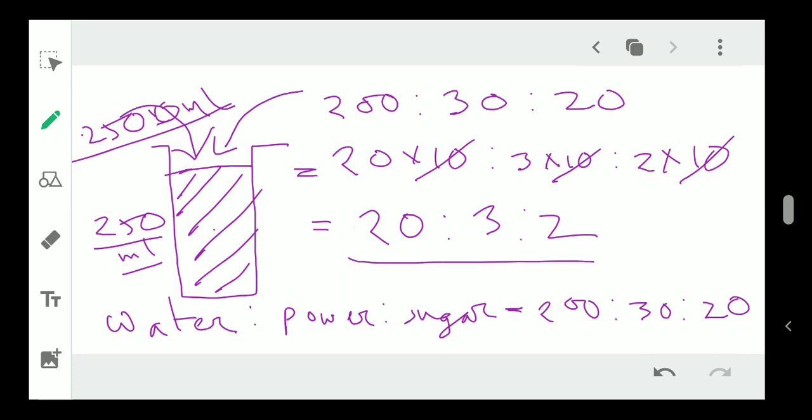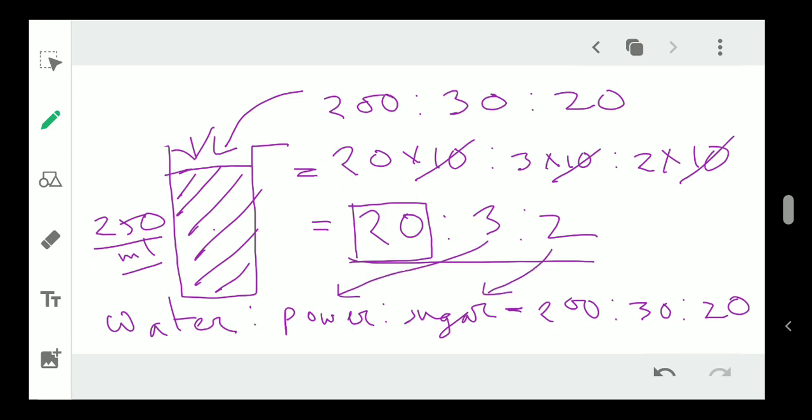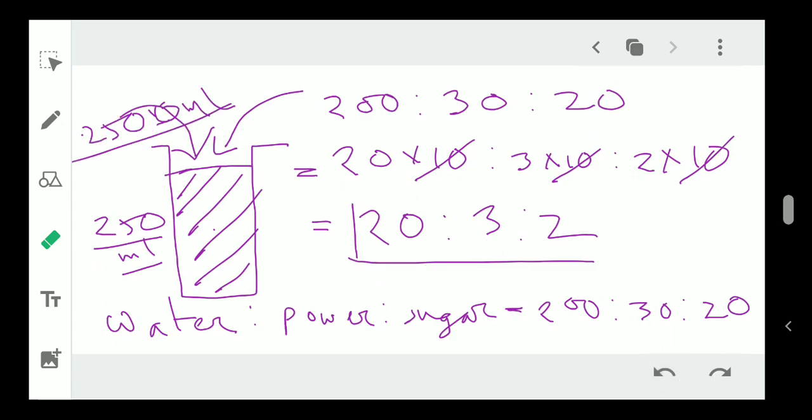Now you know that if I am making 20 ml of Rooh Afza, I need 3 ml of powder and 2 ml of sugar, whereas for the 20 I have to give water. Now if I want to make Rooh Afza of more than that amount, let's say I want to make a lot of Rooh Afza, so here is what I will do.